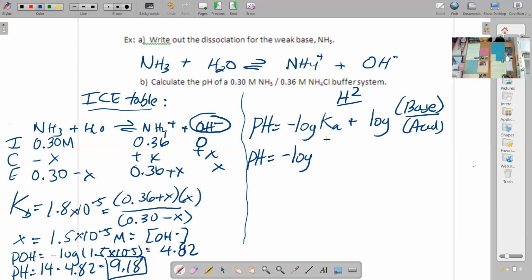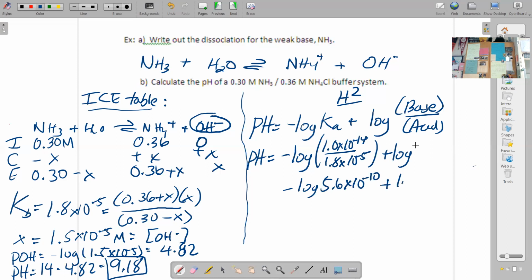We have to convert it. Okay, so I'm going to take my Kw, 10 to the negative 14, divide it by 1.8 times 10 to the negative 5. I'm guessing some of you guys have the Ka for ammonia memorized too. 5.6 times 10 to the negative 10. You got it. Negative log 5.6 times 10 to the negative 10. And then you guys, this ratio, make sure you put the base on top, acid on the bottom. Doesn't matter if it's a conjugate, who cares? Doesn't matter. Base on top, acid on the bottom. Who's the base here?